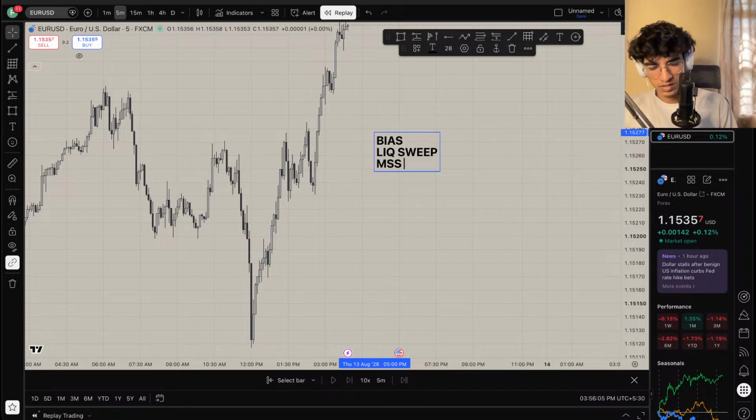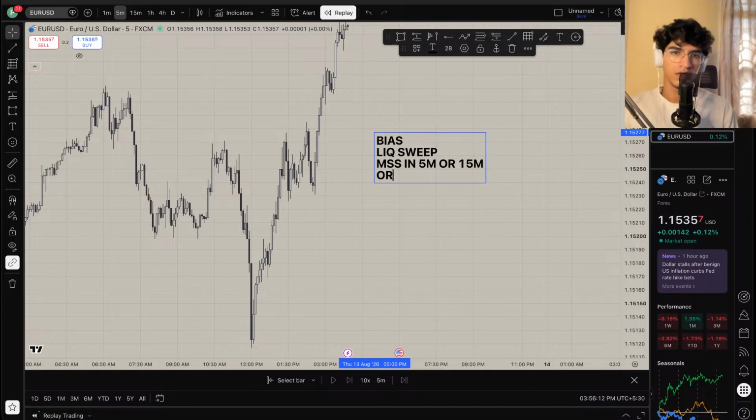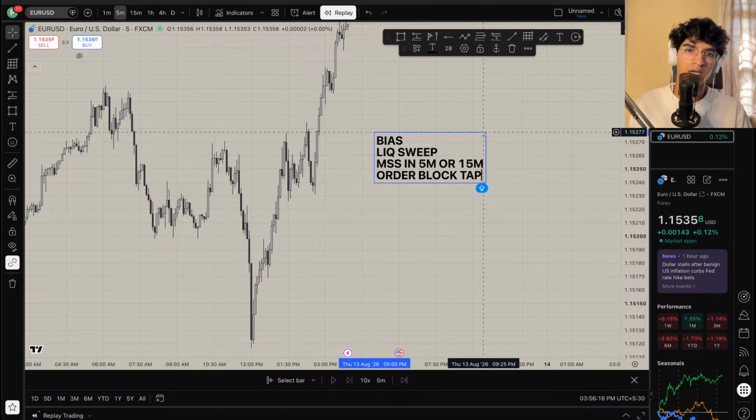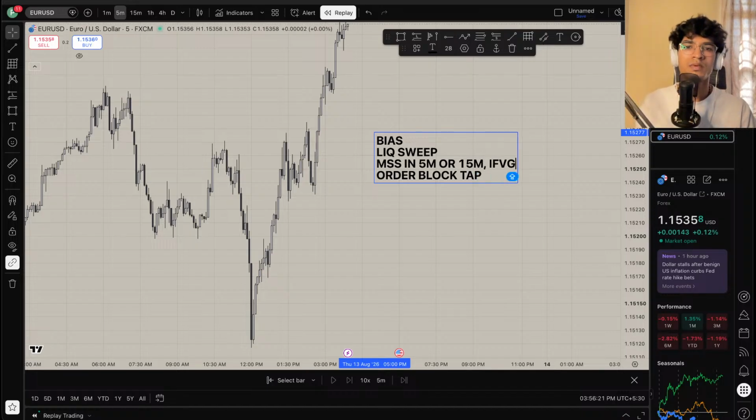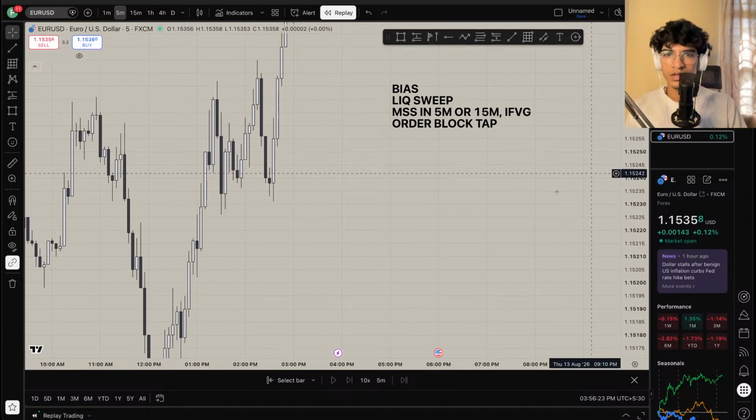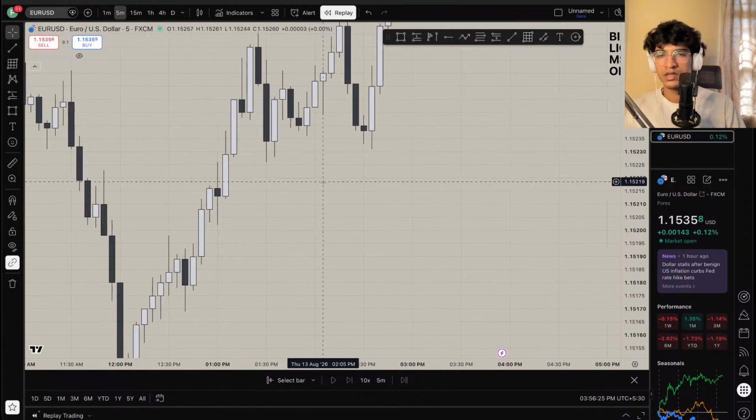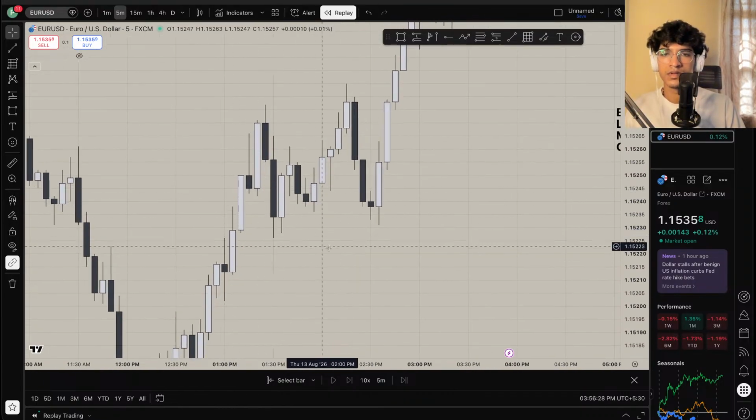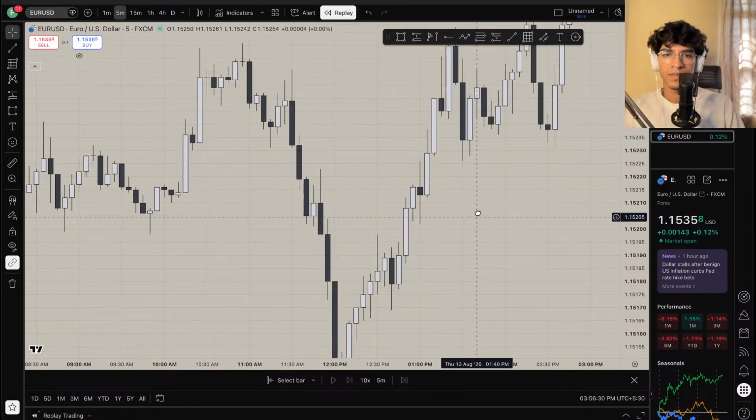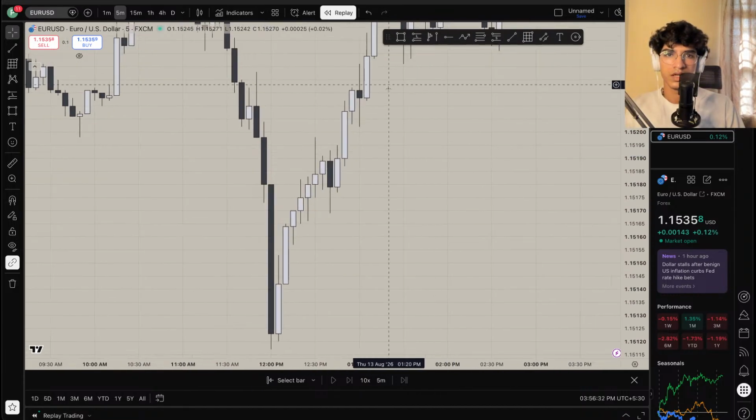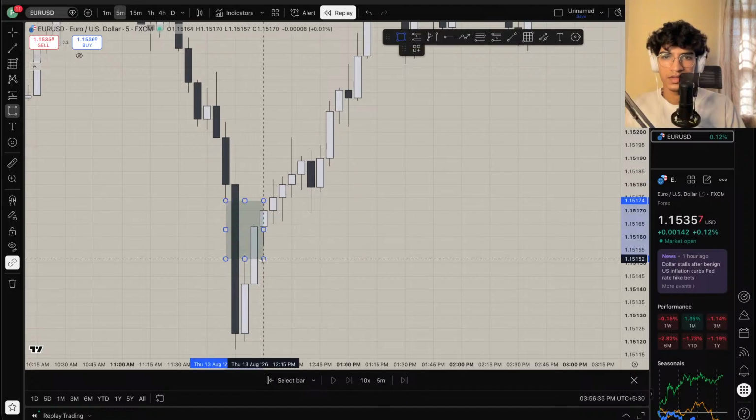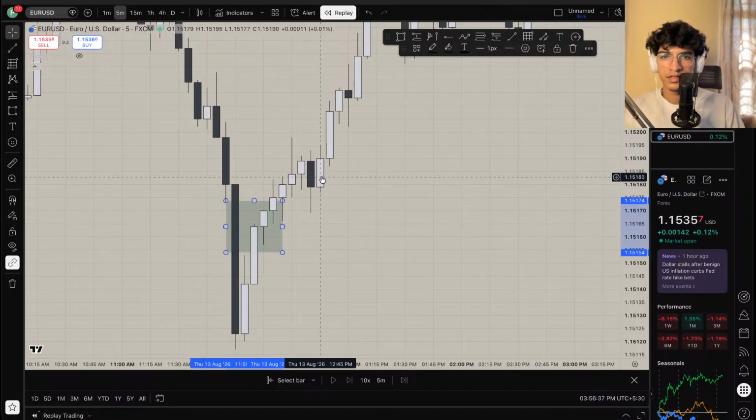Later I need a market structure shift in 5 minute or 15 minute. Then after market structure shift, you'll be waiting for the order block tap. That's all. Even if I don't have market structure shift or break of structure, and I get only an inverse fair value gap, for example, if I consider this, see, here you have an inverse fair value gap. Immediately the price came down and it swept, right?